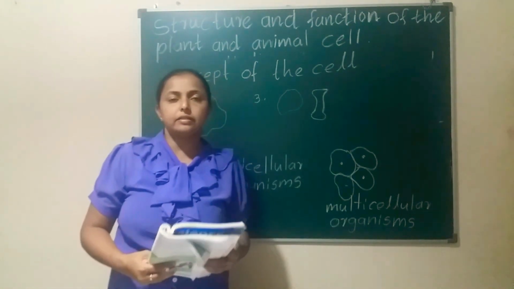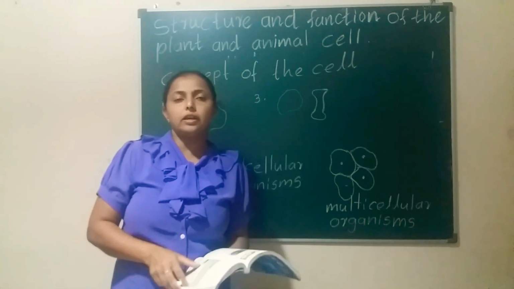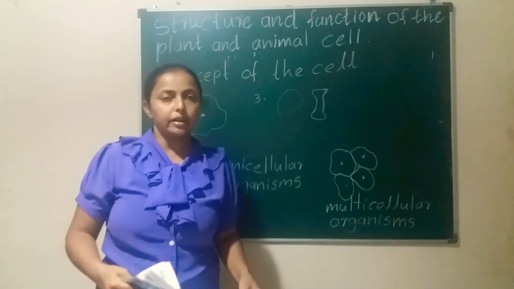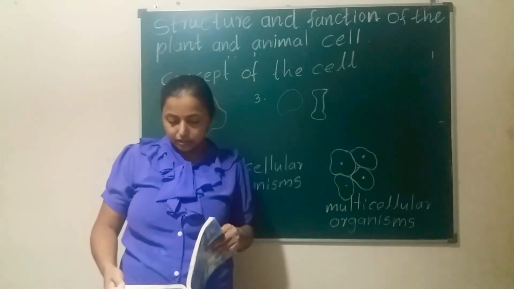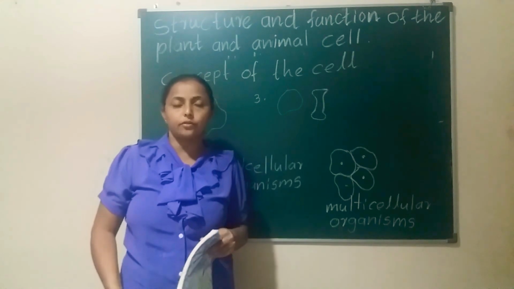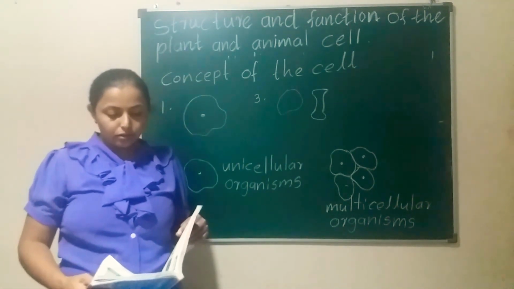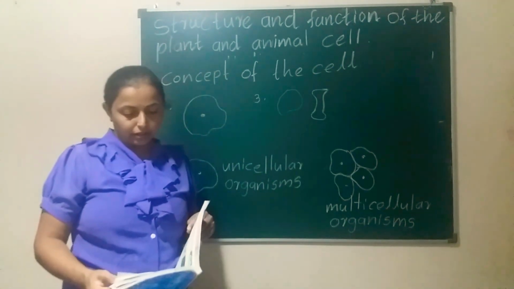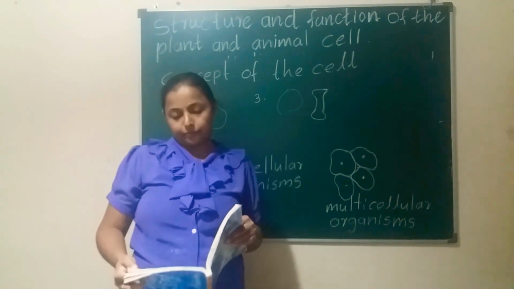What is the function of red blood cells? Transportation of oxygen in our body. That is the function of red blood cells. And neurons. What is the function of neurons? Transmission of nerve impulses. Nerve impulses are carried by neurons. Right.